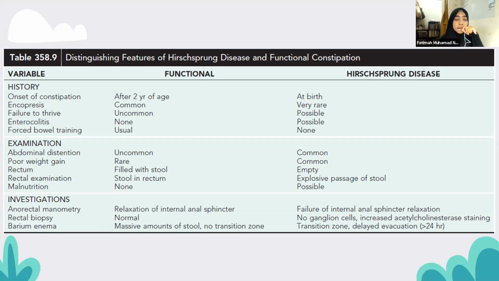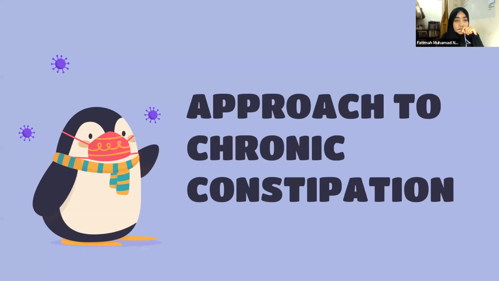Okay, so this is a table. You can look at it later. It tells you the features which differentiate between Hirschsprung disease and functional constipation. Next. Okay, next we go to the approach to chronic constipation.